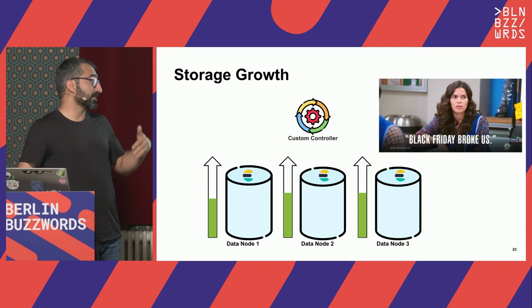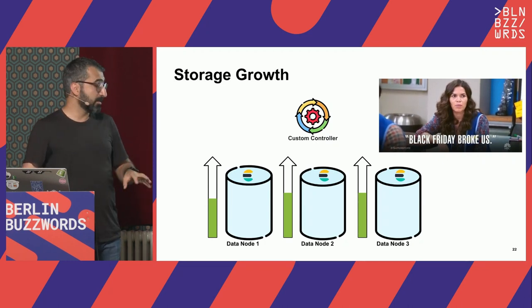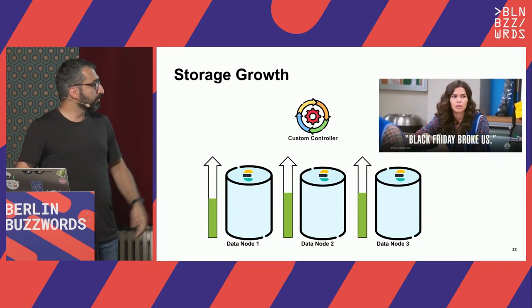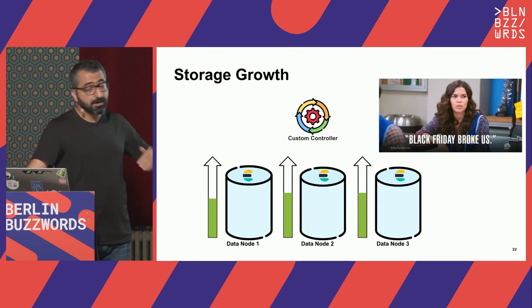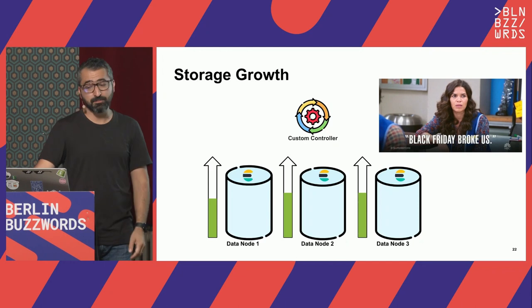Once the controller sees that things are growing, it'll do a volume expansion. The important thing here is that the volume expansion is fully online, so you don't take your cluster down. You call into a GCP API, you grow your underlying storage, and Elastic remains up.